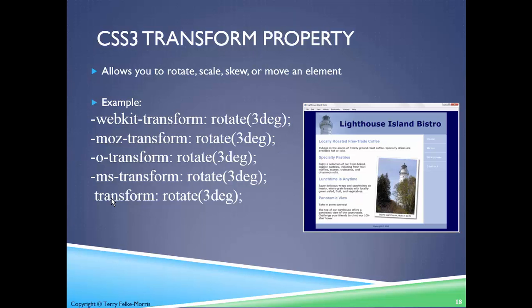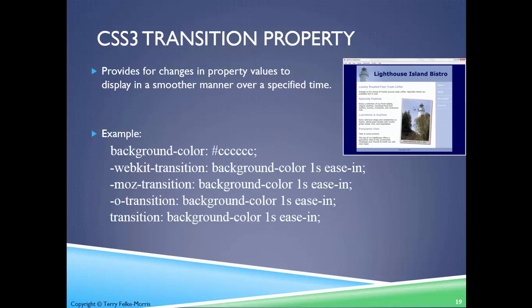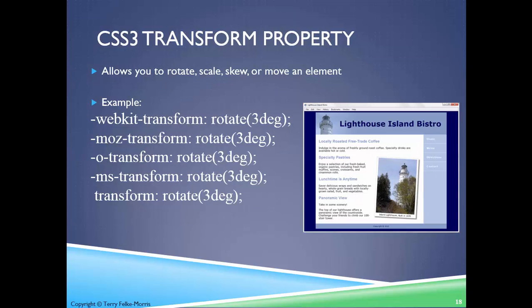On page 475, they have a table there that goes through the values of the transform property. And they are rotate, which rotates the element by the angle specified in degrees; scale, which scales or resizes the element along the X and Y axis; scaleX, which scales or resizes along the X axis; scaleY, which scales or resizes along the Y axis; skewX, which distorts the display of the element along the X axis; skewY, which distorts the display of the element along the Y axis; translate, which repositions the element along the X and Y axis; translateX, which just repositions along the X axis; and translateY, which repositions along the Y axis.